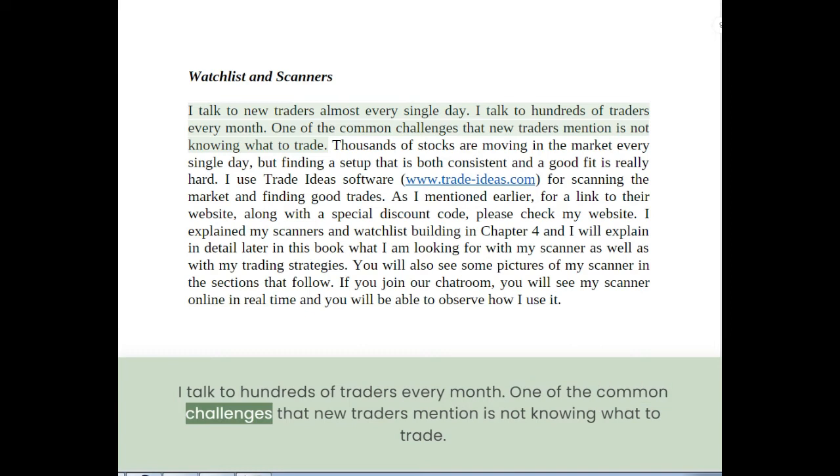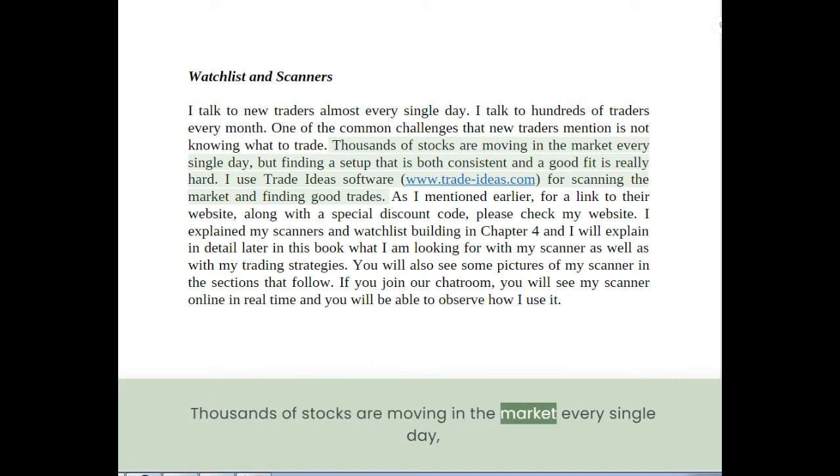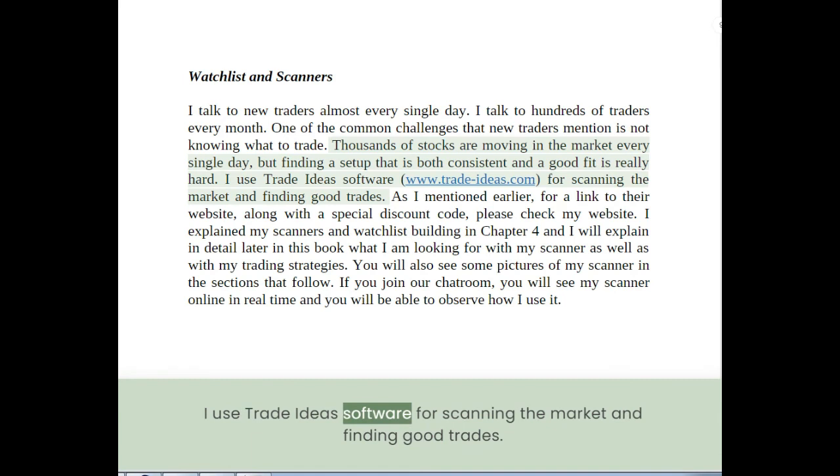One of the common challenges that new traders mention is not knowing what to trade. Thousands of stocks are moving in the market every single day, but finding a setup that is both consistent and a good fit is really hard. I use Trade Ideas software for scanning the market and finding good trades.